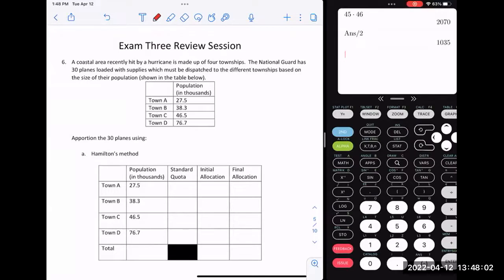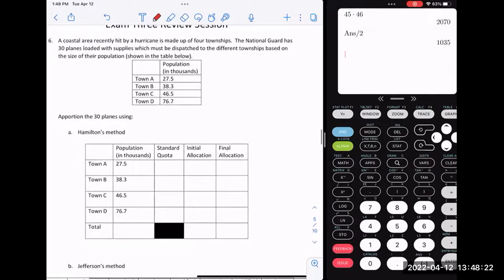What they want to do is apportion these 30 planes. So if a town has a larger population, they should get more planes. If they have a smaller population, they should get fewer planes. And we're not going to send half a plane to one and a quarter of a plane to another. So we're going to actually apportion these. So let's start with Hamilton's method. We'll go through this with each of the 5 methods that we're doing.